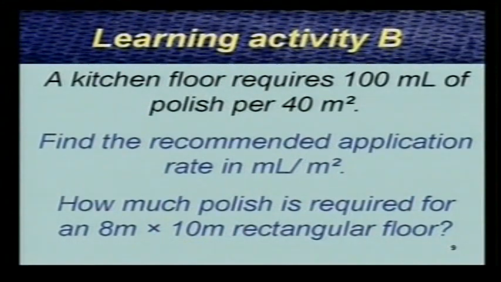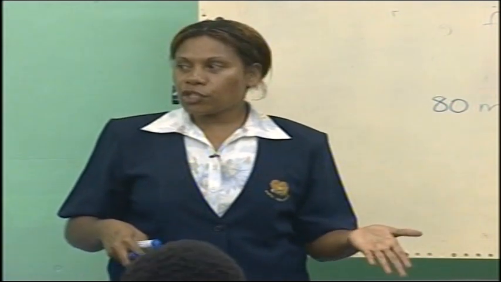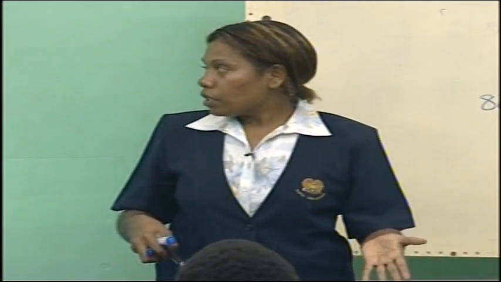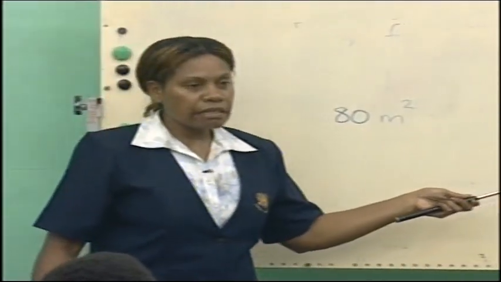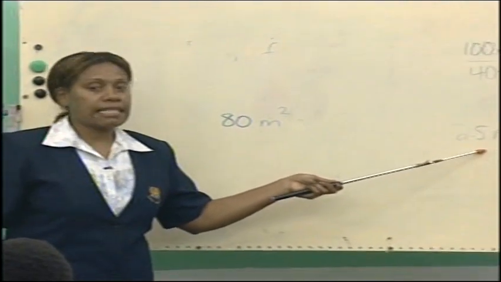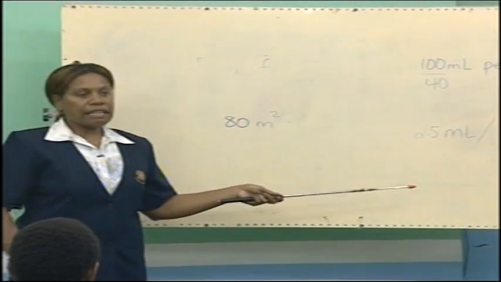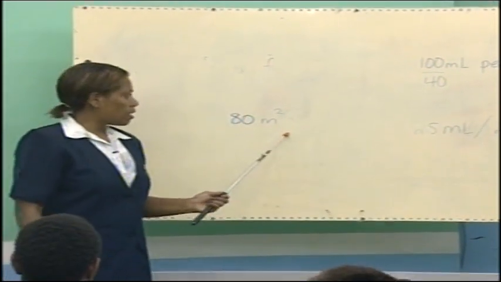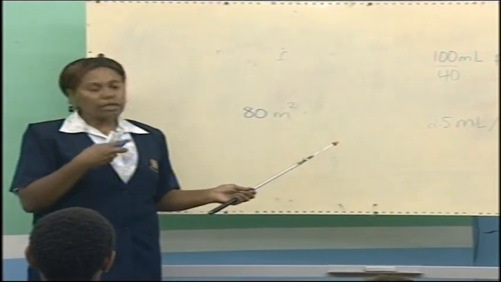All right. The rectangular floor is 80 square meters. Okay, class, 80 square meters, 8 by 10. Now, how much polish am I going to use to polish that 80 square meters? Now, my rate has already been given, 2.5 milliliters of polish for every square meter. If I have 80 square meters, how much polish am I going to use? What am I going to do here?